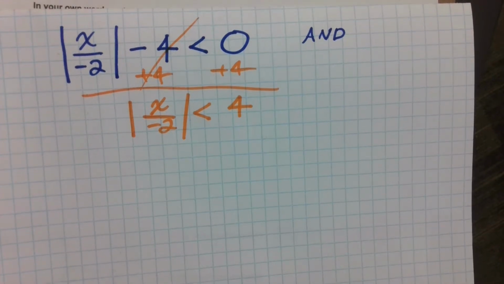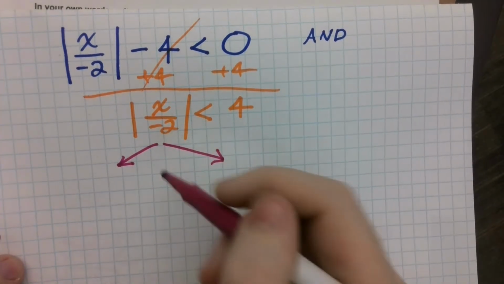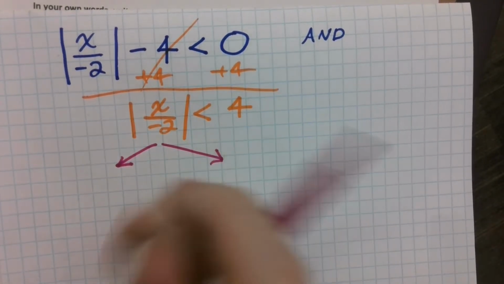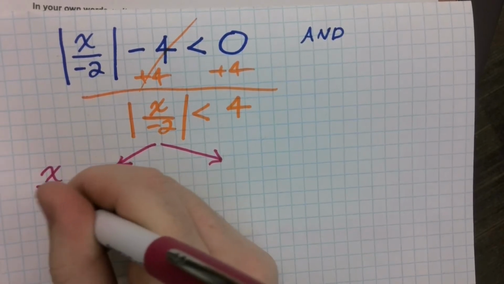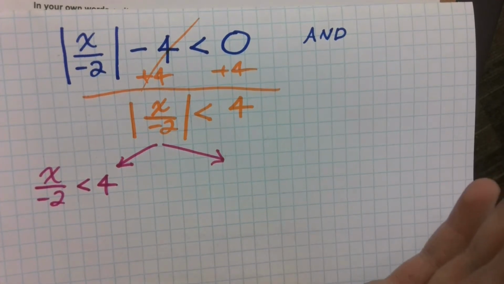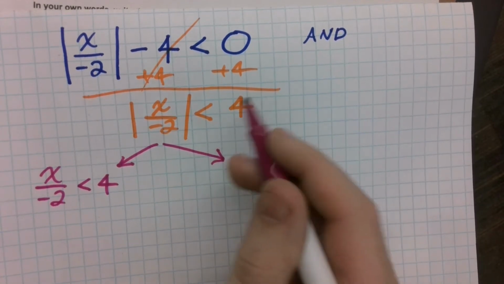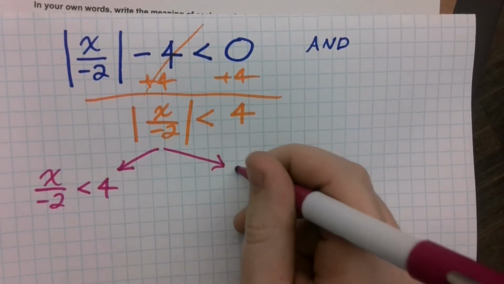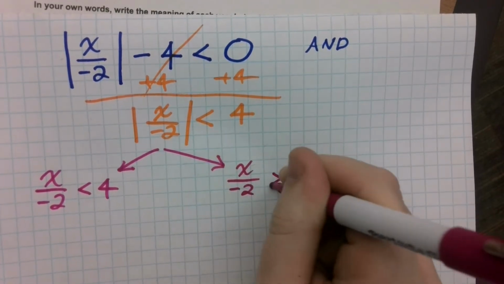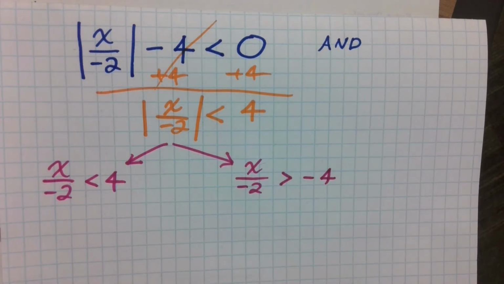Now can we split? Yes, now we can, because all we have left over is our absolute value on the left. So we would take our split. The left version is going to look exactly the same as this, so we write it out exactly the same: x over negative 2 is less than 4. On the right version, what do we need to change? We're going to make our 4 negative and flip our symbol. So we have x over negative 2 is greater than negative 4. All right. Now we're getting somewhere.